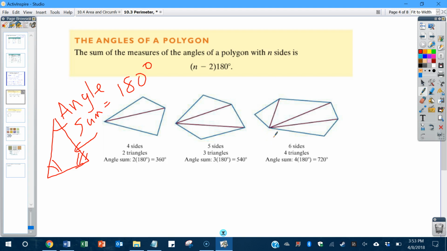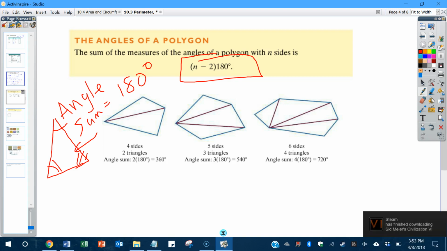And I wouldn't worry so much about doing that yourself so much as realizing that's where this comes from. So if I have a polygon with n sides, so that's my number of sides, pentagon n would be 5, hexagon n would be 6, then I can use this formula to tell you the sum of all the angle measures in that polygon. So that's the formula we're going to use.